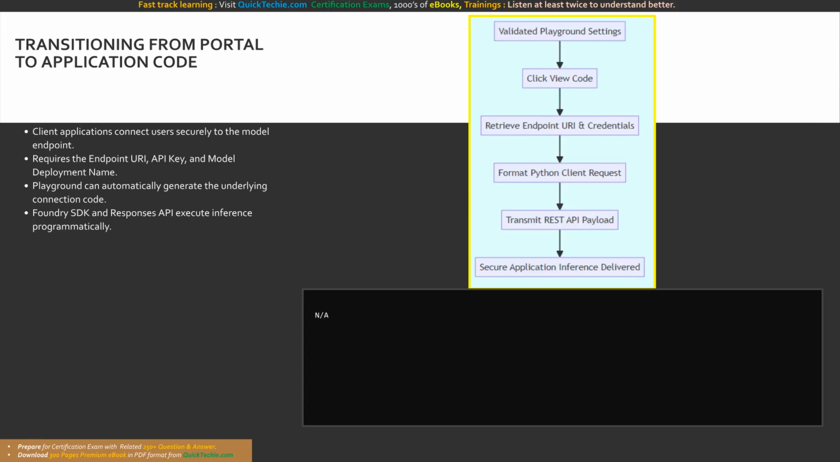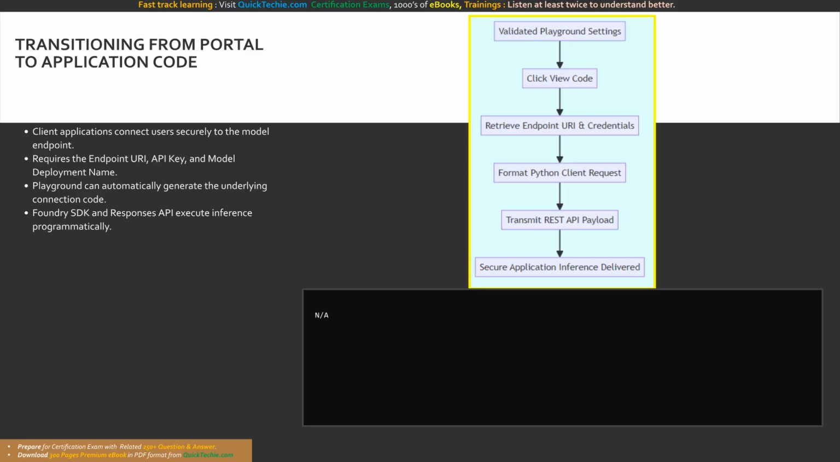In our final section, we explore how to transition your perfectly engineered parameters from the Foundry portal directly into your production application code. A client application is the custom software program, such as a mobile app or a secure web dashboard, that your users will actually interact with. To connect this client to your deployed model, your code must utilize the Microsoft Foundry SDK and the underlying OpenAI Compatible Responses API.